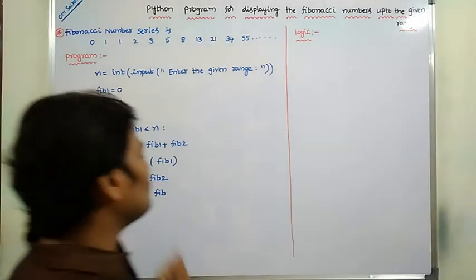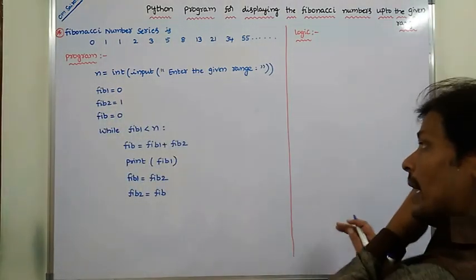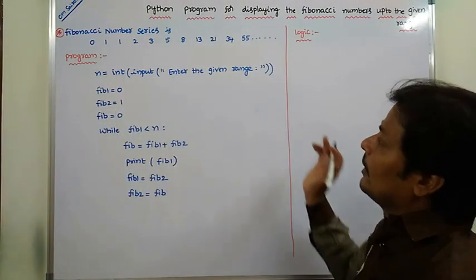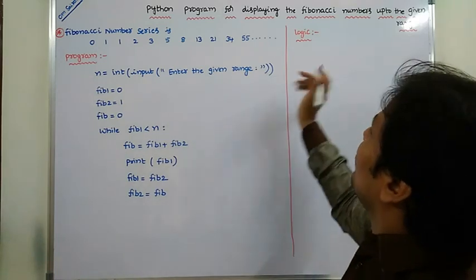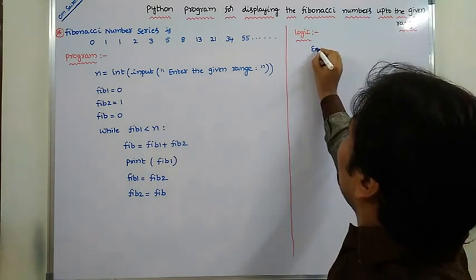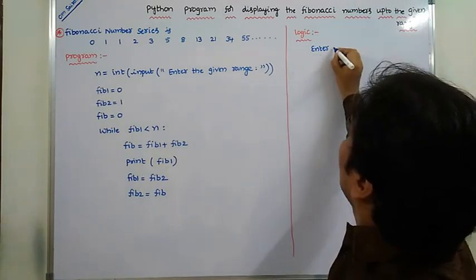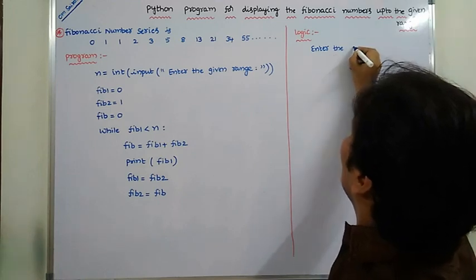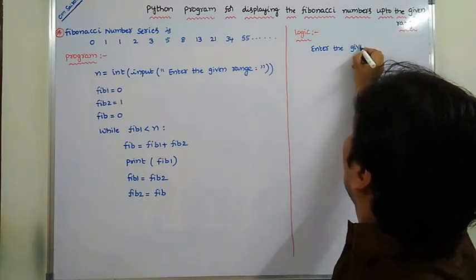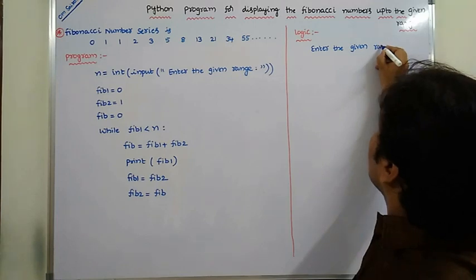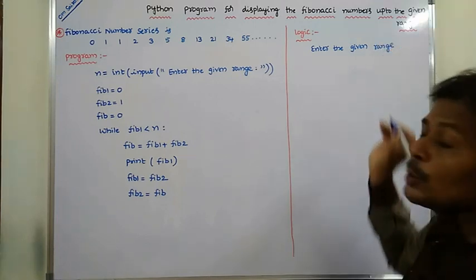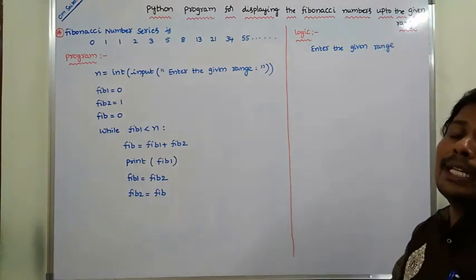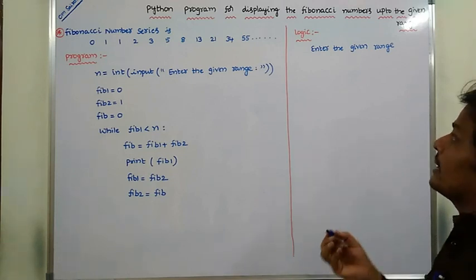Okay, now I am tracing. How are we getting the Fibonacci numbers? First, this statement will be printed: Enter the given range. Enter the given range means I am giving some range, and up to that range, whatever Fibonacci numbers are there, those are displayed.